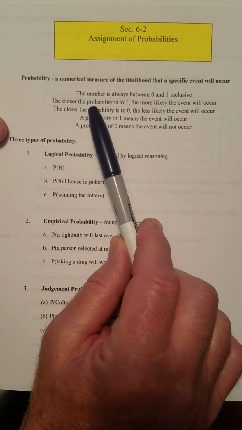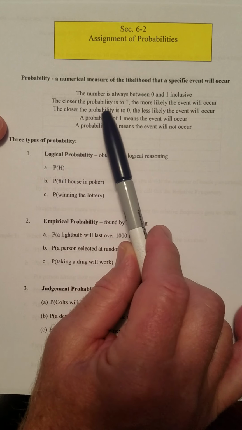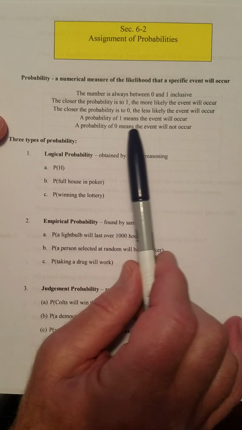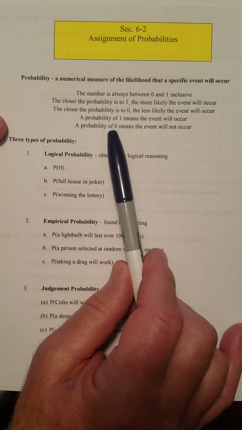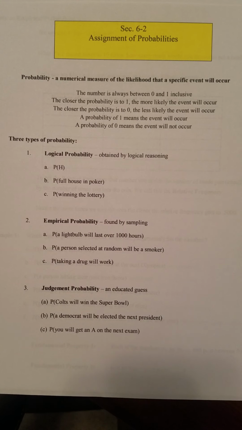The closer the probability is to 1, the more likely the event will occur. The closer the probability is to 0, the less likely it is to occur. As a matter of fact, if it had a probability of 1, that means it will happen, and a probability of 0 means it will not happen. So if somebody says you have a probability of 2, you know that is impossible, because it can't be bigger than 1.